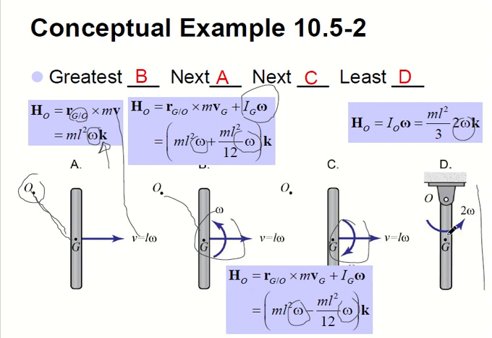And then, of course, the least one is your D, because this is going to be pretty small. Its angular momentum is small because this point O is not floating outside anymore, it is at this point, which is practically in parallel, in the same line as G, like this.